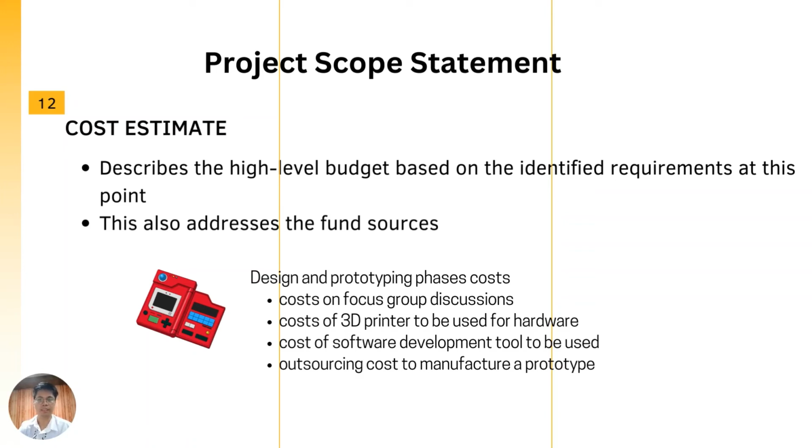In our Doggy Dex example, listed are 4 costs on the design and prototyping phases. So there are costs identified on the focus group discussions. There are costs on the usage of the 3D printer, on the purchasing of software development tools, and the costs associated with outsourcing the project for manufacturing.